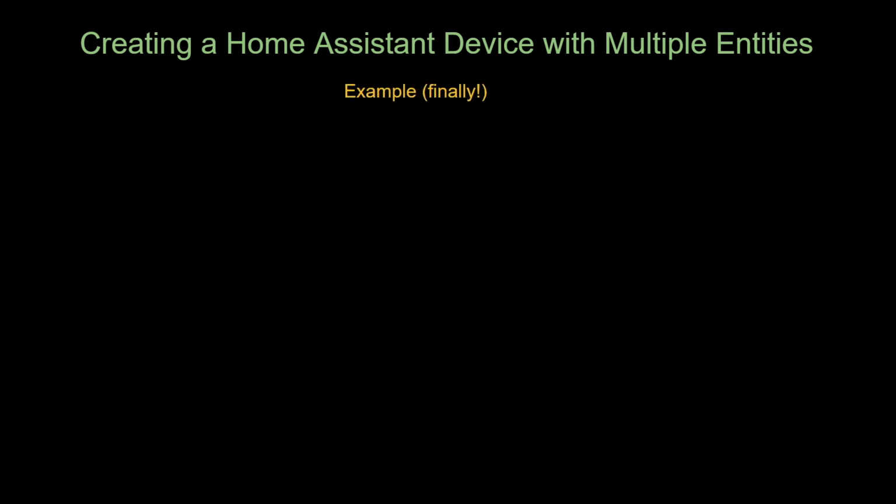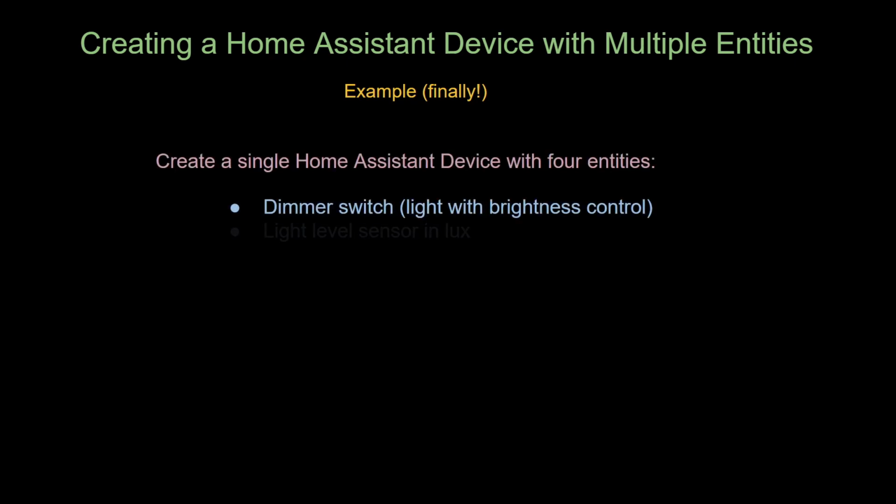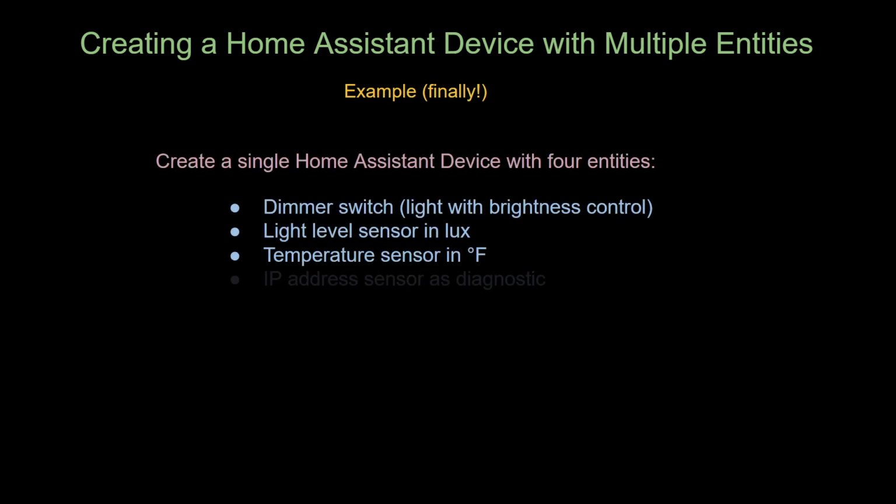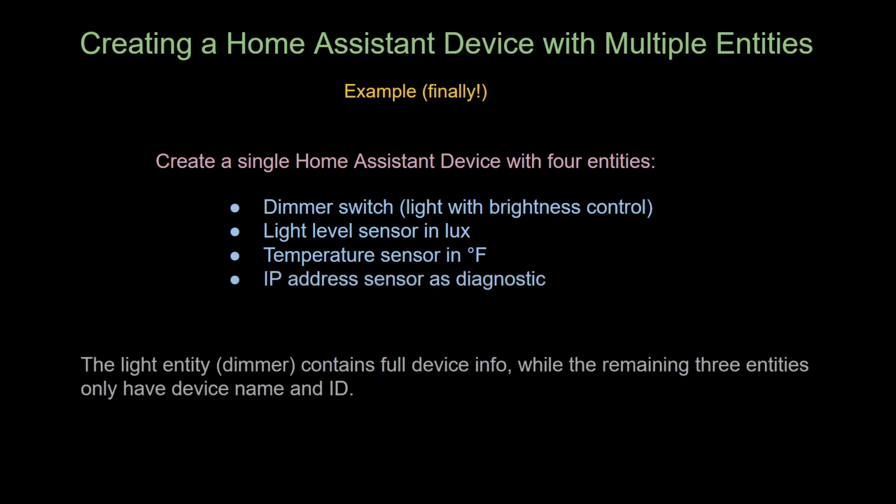So now let's take a look at creating a Home Assistant device that has multiple entities. In my particular case, I'm going to create a single Home Assistant device that has 4 entities. It's going to have a dimmer switch, which will be a light with brightness control, a light level sensor, a temperature sensor, and an IP address. Now do note that in my code, only the light entity, the first one listed here, contains the full device info, while all the rest of them only have that name and ID.